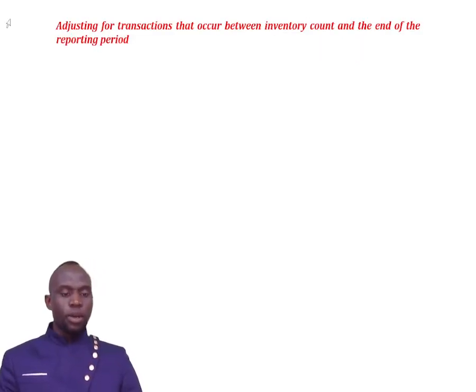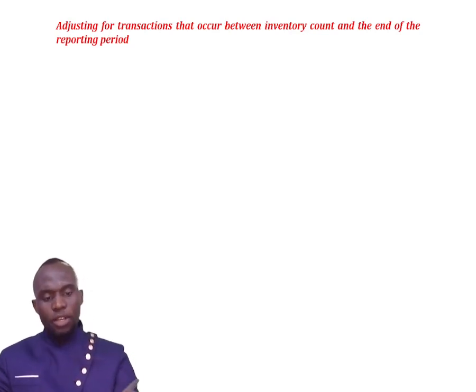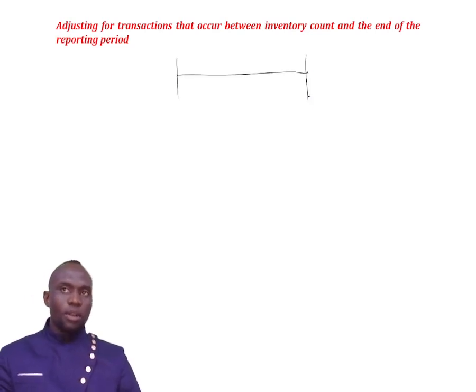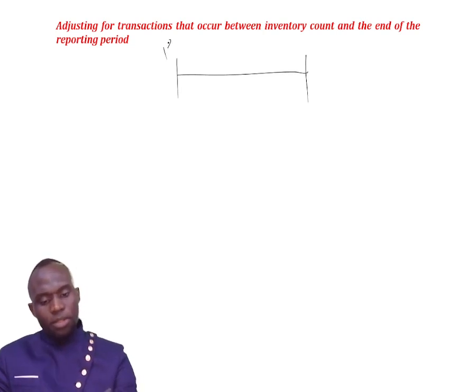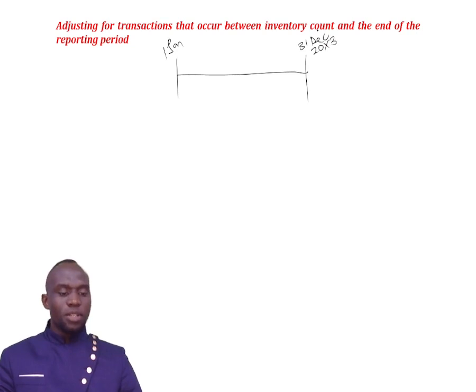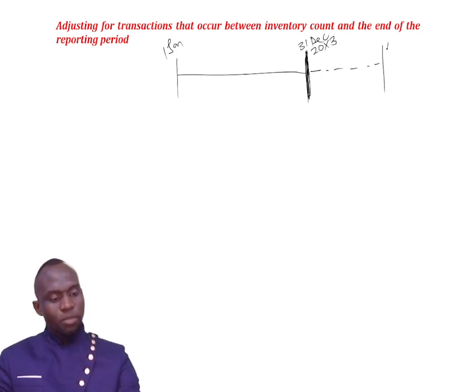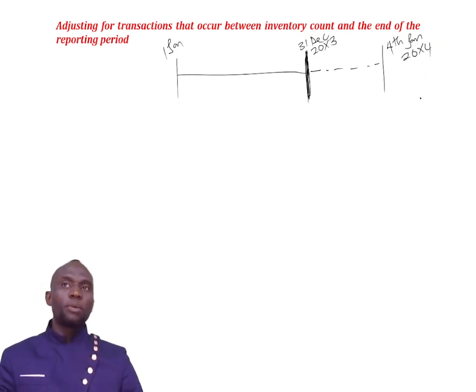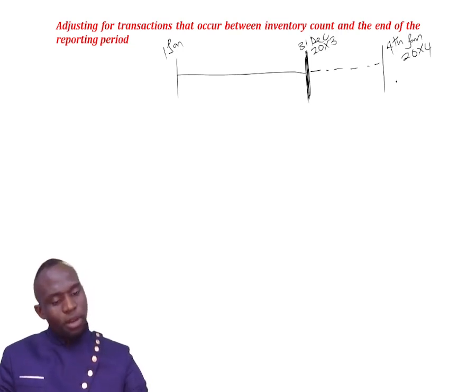Adjusting for transactions that occur between inventory count and the end of reporting date. Now you know what happens in businesses. They normally wish to count the closing inventory at the end of the day. Maybe this is 1st Jan and this is 31st December, maybe 20x3. So we want to count and see what is the closing inventory on this date. But you know what happens? Counting doesn't take place in one day. We might find we are counting up to 4th Jan next year, 20x4. And when we count on 4th Jan 20x4, the total value of closing we have is 100,000.